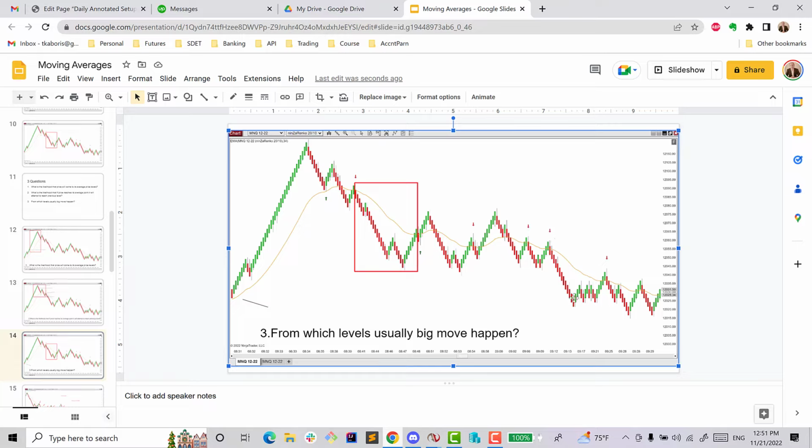So that's another lesson, that if you will be trading from EMAs, it's highly likely that you will get into the big leg, big move.